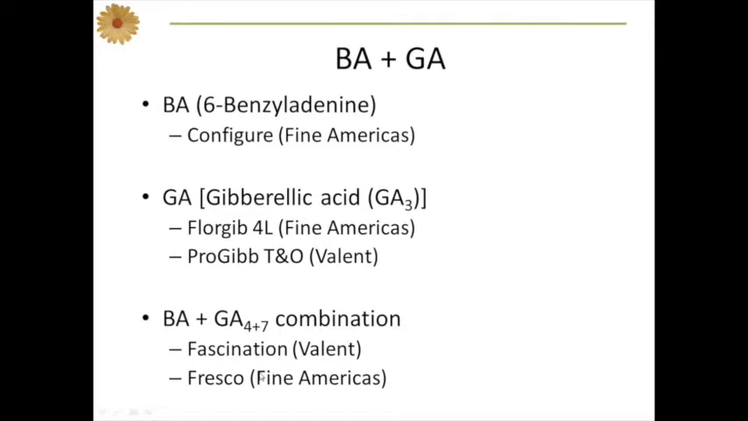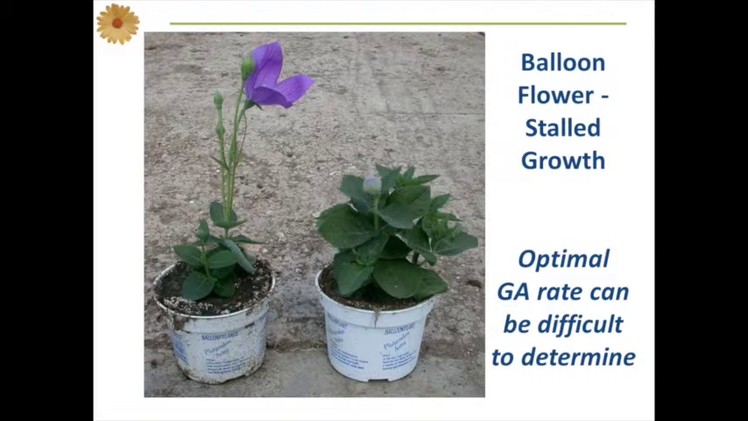I've seen it used for enhancing growth due to an overdose, but it's really difficult to work with because it's just so potent. So what we really recommend is the combination of the BA plus the GA4 plus 7. This GA itself is not as active in growth promotion as a GA3, and this is just easier to work with. So if you stay with the Fascination or the Fresco, again, it's very difficult to come up with the rate to use if you're going to do a single application.